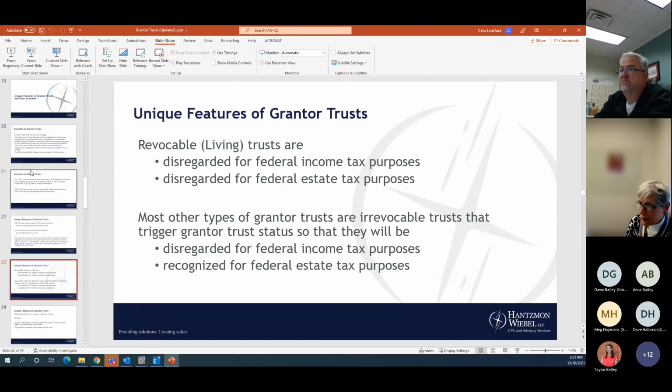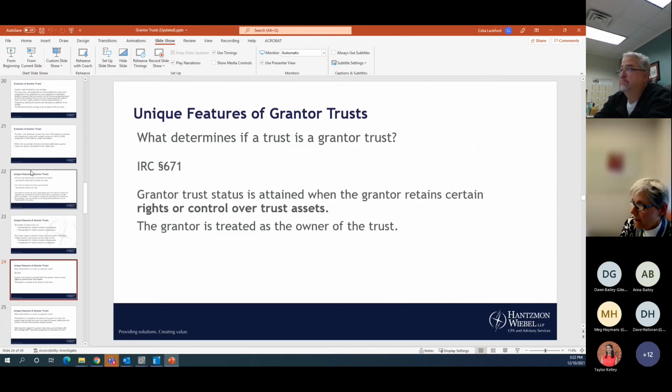And what do we mean by disregarded? Well, we'll come back to some more details later, but primarily we are going to tax the income on our personal income tax return, because our tax rates are lower than the trust tax rates. So what determines if a trust is a grantor trust? It all comes down to one key word: control. Who's got control over the assets? If the grantor still has rights or controls over the assets, he's treated as the owner of the trust.